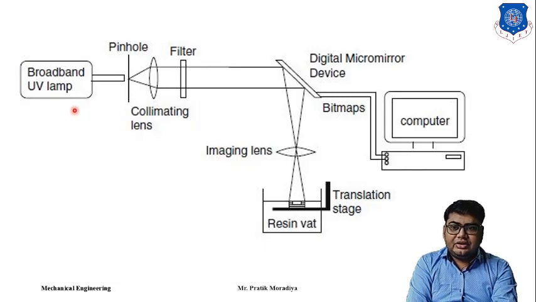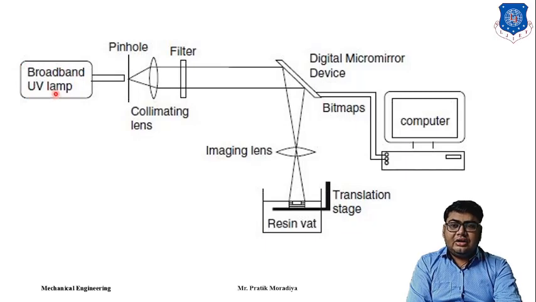Now this is the diagram of the SLA method, and if you are writing in the exam, then you have to draw this type of diagram to explain the SLA method. Here we can discuss all the components. There will be a computer in which the SLA file is given, and this computer will control this digital micromirror device. Also, this computer will control this translation stage, the up and down motion of this stage.